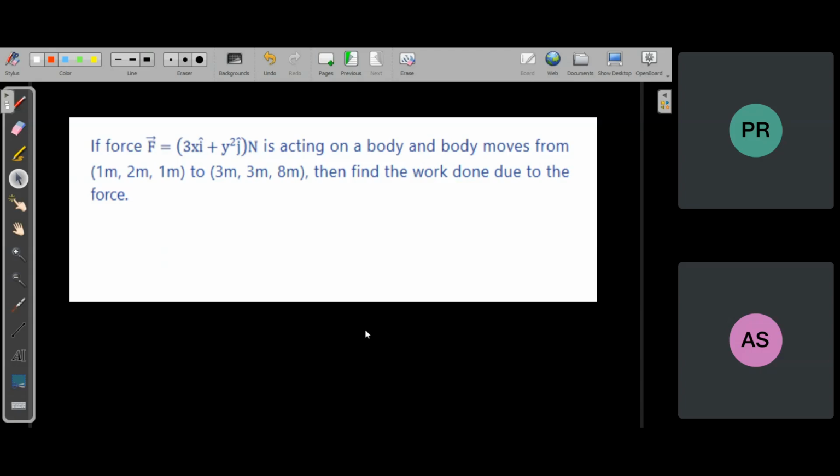So with the dot product of force and displacement, applying the limits from 1 to 3, 2 to 3, and 1 to 8, you can get the next. So do it. See how you are doing. Okay. So work done in the z direction will not be significant. Okay.